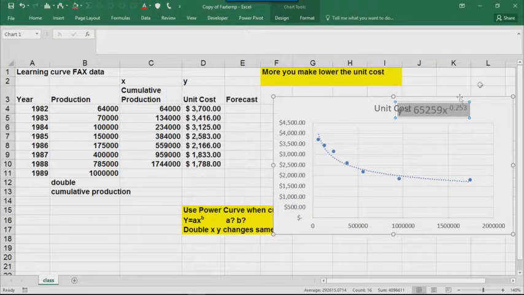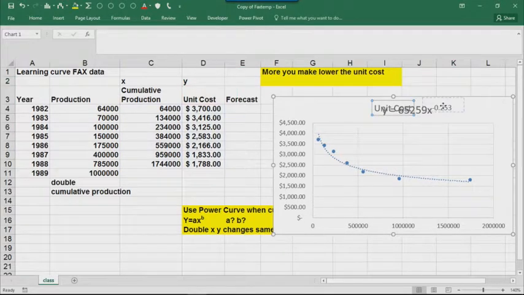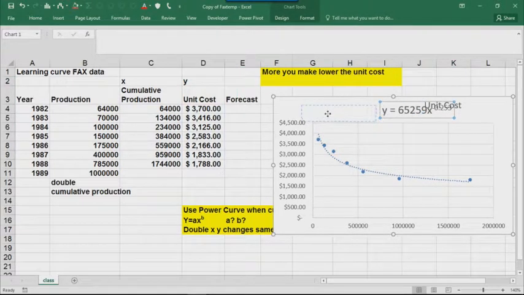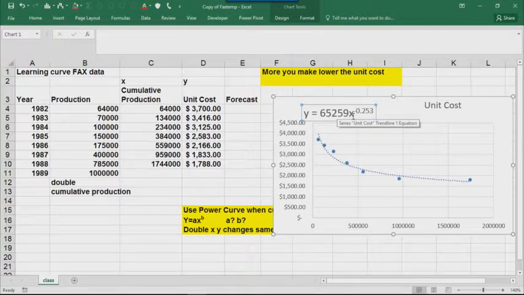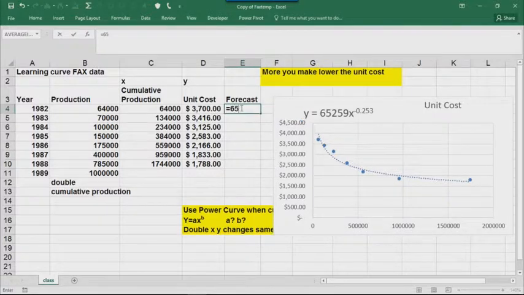So I made this bigger. Okay, so you can see we have a negative exponent there. Okay, minus 0.253. So we'll make a forecast to compare it to the actual points here. 65,259 times the cumulative production raised to the minus 0.253 power. Now, the way you raise to a power is you use the caret key over the 6. So we do 65,259 times cumulative production, caret key over the 6 to the minus 0.253. Drag that down, and there's our forecasts. And they compare pretty well to the actual.